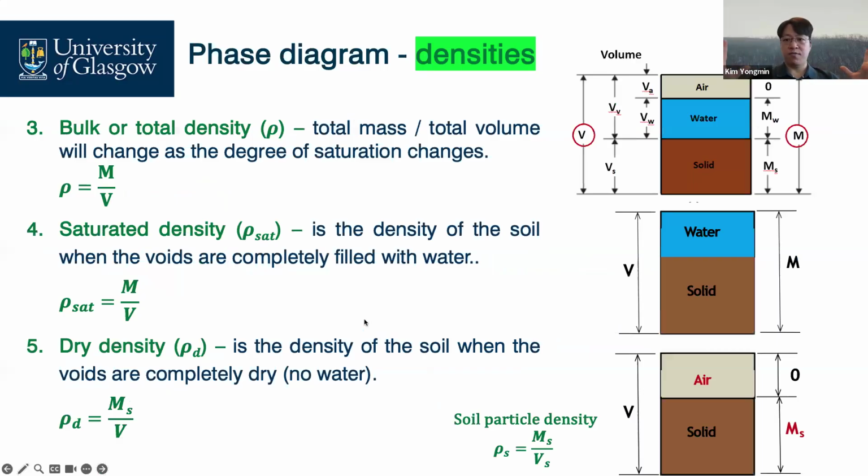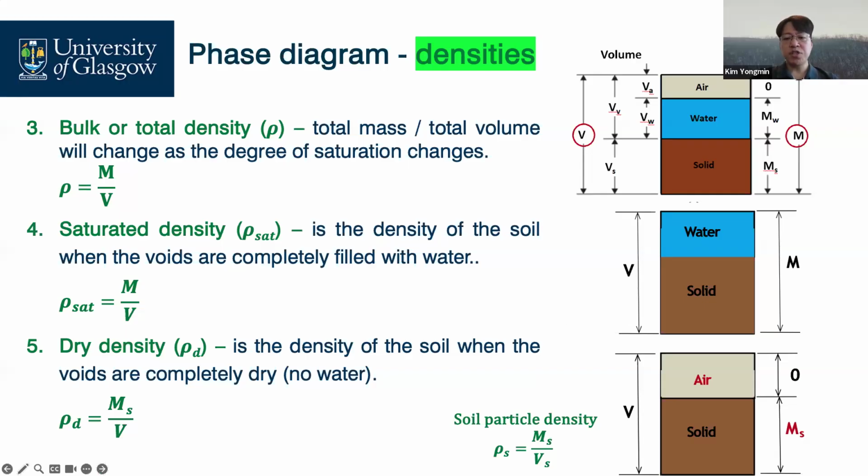Yes, we have a lot of density and unit weights. Bulk density and total density. This is expressed by total mass per total volume. We don't care about how much water and air are present in the soils. Our only concern is total mass versus total volume of the soils. The total density depends on the degree of saturation because total mass will change due to changes in water.